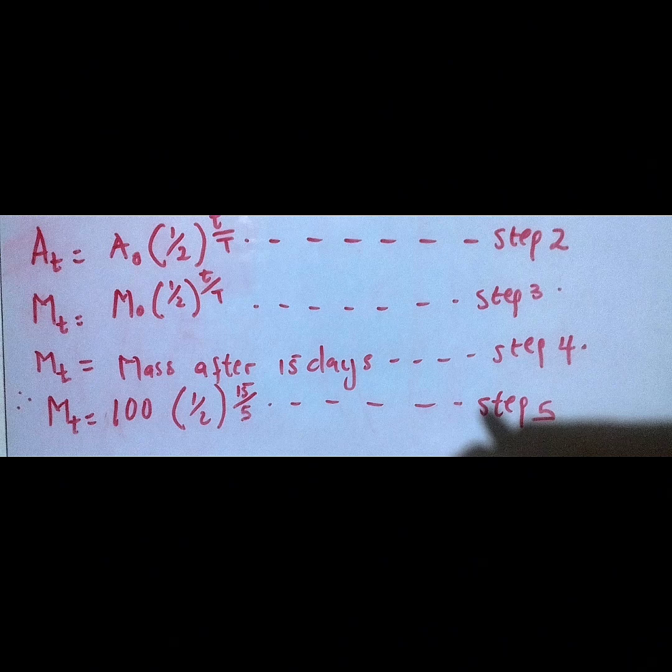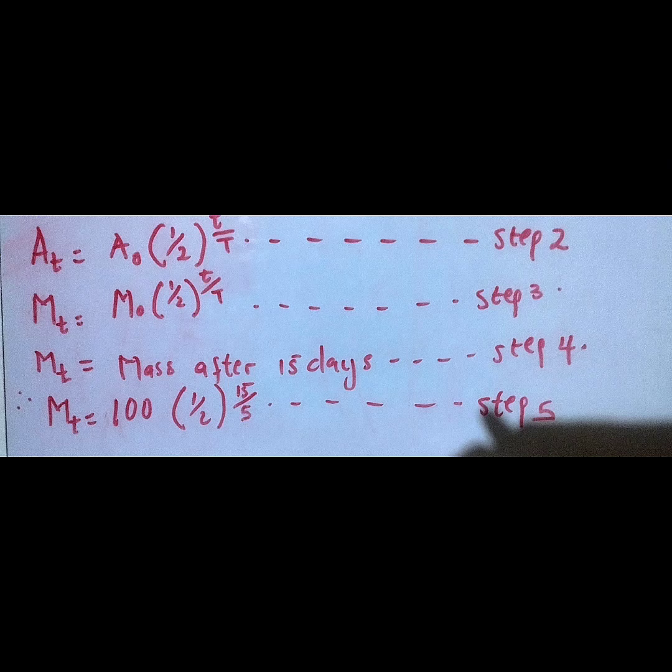So we input our data. We have mass after 15 days, which is what we are looking for, because we have to look for the mass after 15 days before we look for the mass decayed off after 15 days. So mass after 15 days, which is m subscript t. Then we have our initial, we are in step 5 now. Initial mass, which is 100. Then we input our data: half raised to the power of 15, which is the time, over our half-life.